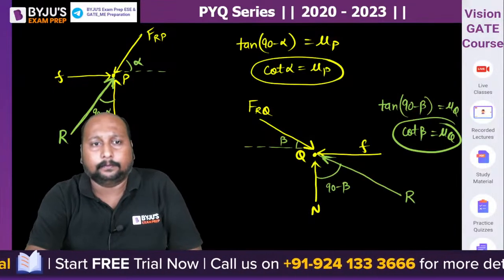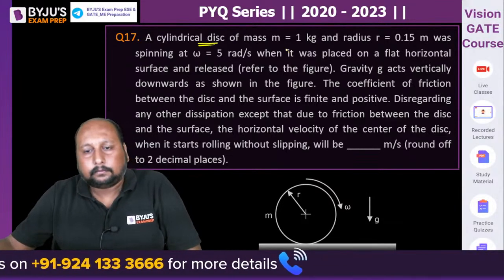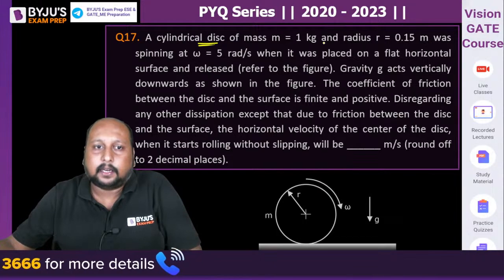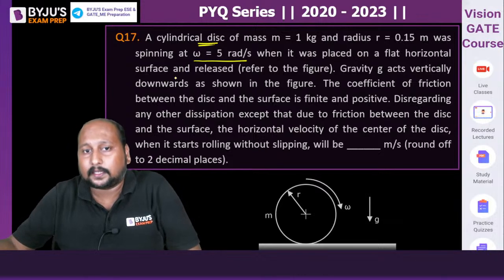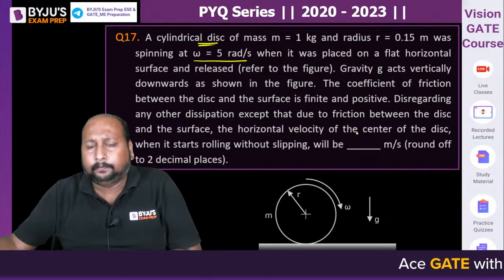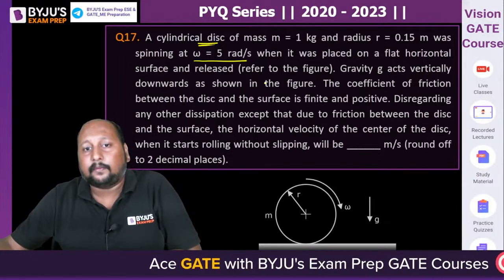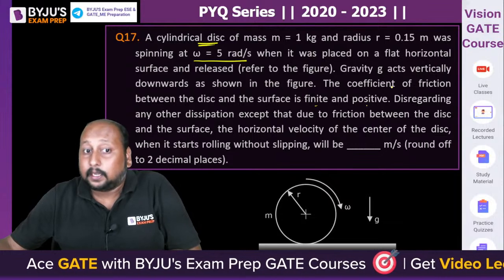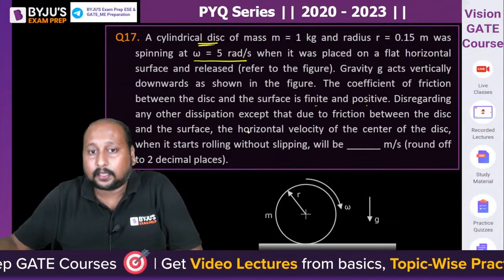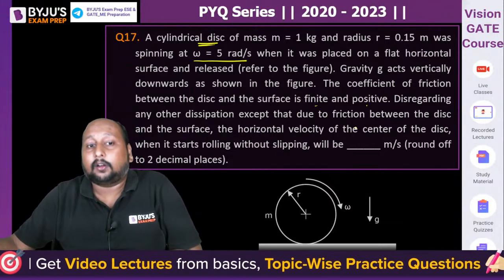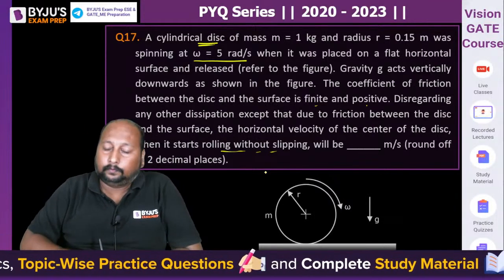All right, question number 17. Now they are talking about a cylindrical disc having a mass of 1 kg, radius 0.14, spinning at an angular velocity of 5 radian per second when it was placed on a flat horizontal surface and released. Refer to this particular diagram. The gravity acts vertically downwards as shown in the figure. The coefficient of friction between the disc and the surface is finite and positive. Disregarding any other dissipation except due to friction between the disc and the surface, the horizontal velocity of the center of the disc when it starts rolling without slipping will be equal to.